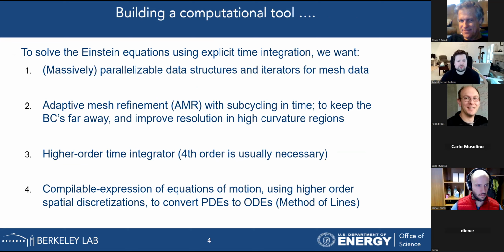So what can we do with it? Well, we need to build a computational tool to solve Einstein's equation using explicit time integration. We want massively parallelizable data structures and iterators for mesh data, adaptive mesh refinement, and higher order time integrators. And we need a compilable expression for the equations of motion using higher order spatial discretizations. A lot of people are familiar, of course, that in order to do Einstein's equations, you need at least fourth or even eighth order finite differencing in the equations of motion.